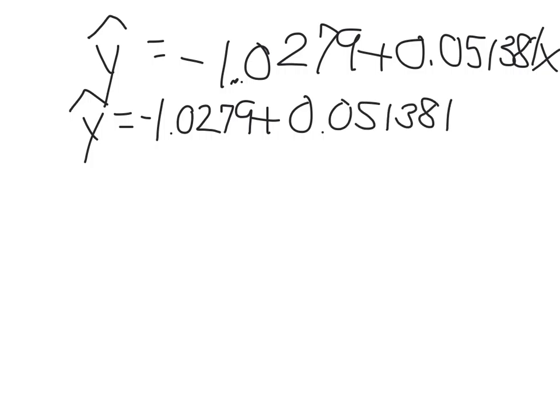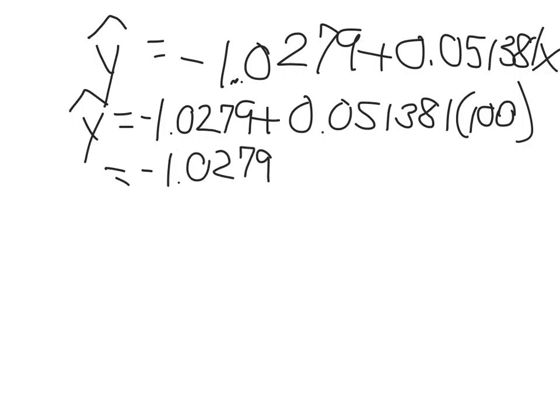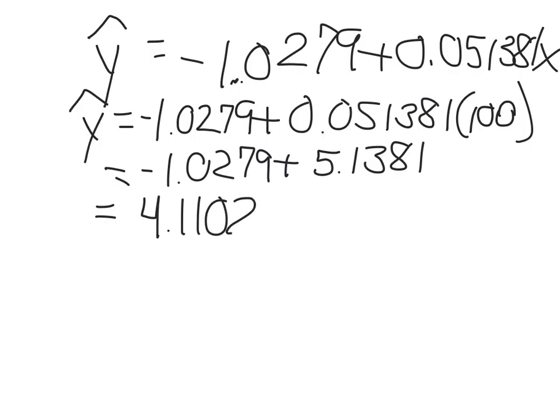0.051381 times 100. And then we have minus 1.0279 plus 5.1381. And when we do all the hand waving, you get 4.1102, which should be answer A in your questions. That's all there is to it. And watch the units on here. They're kind of sneaky about that. Every once in a while, they'll give it to you in some odd unit. So just be on the lookout for that. All right? Good. Thanks.